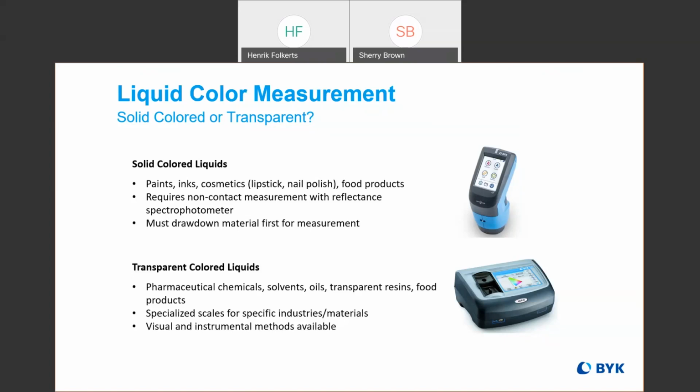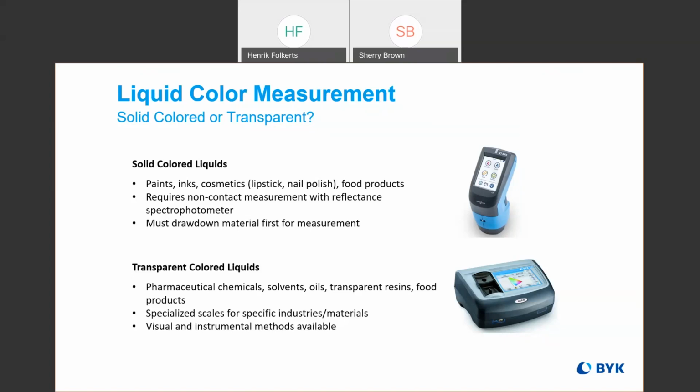So solid colored liquids, this requires a non-contact measurement with a reflectance spectrophotometer, such as this one over to the right here, our Spectra 2 guide instrument. And this also requires that you draw down the material first in order to measure the color.